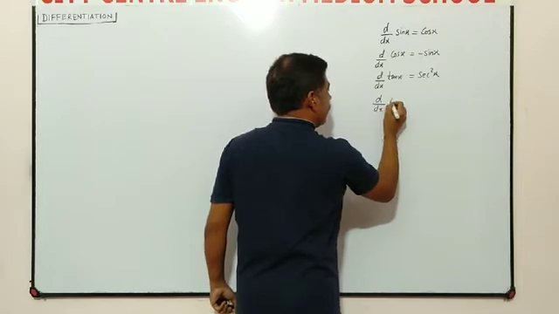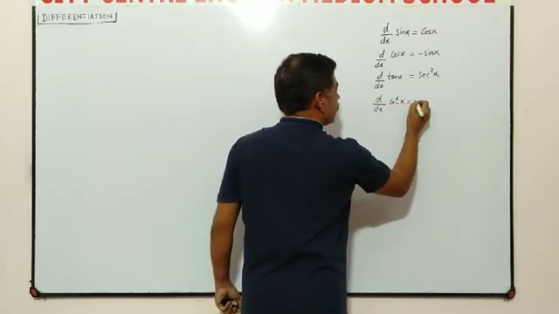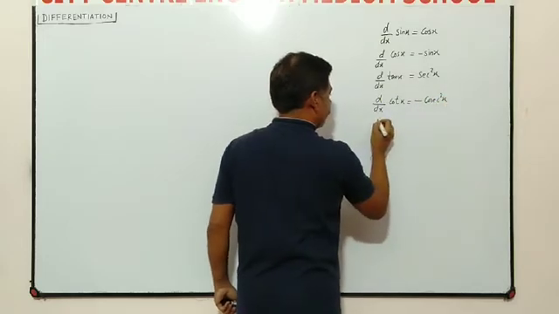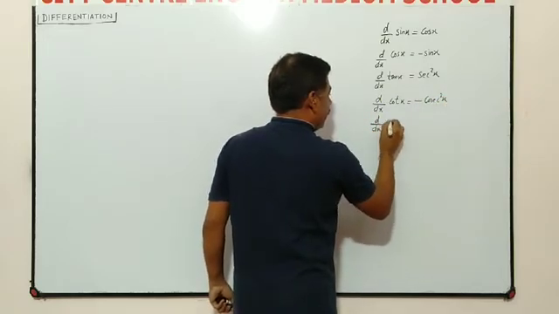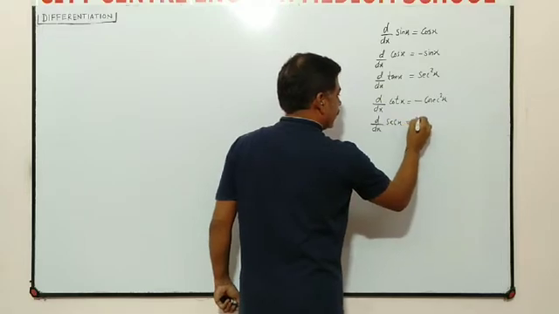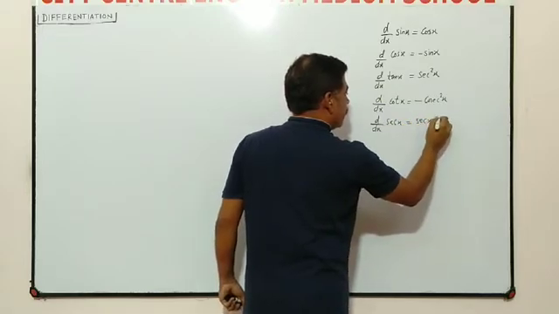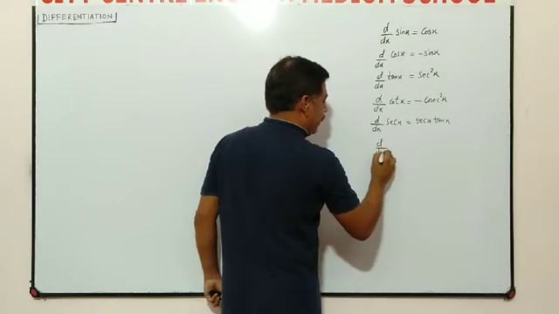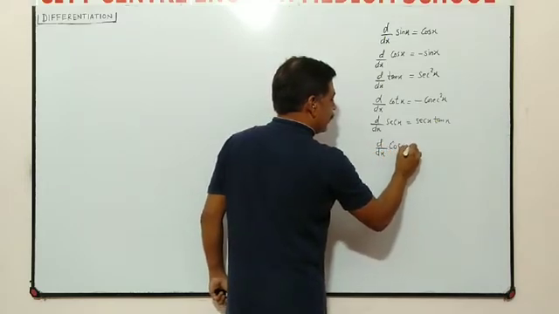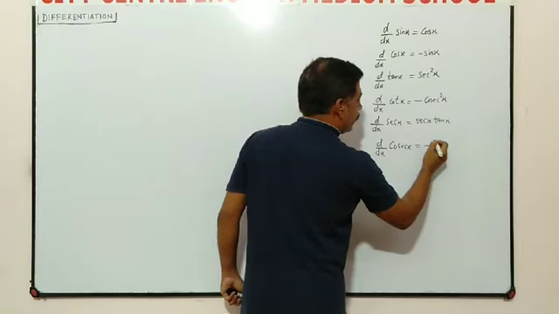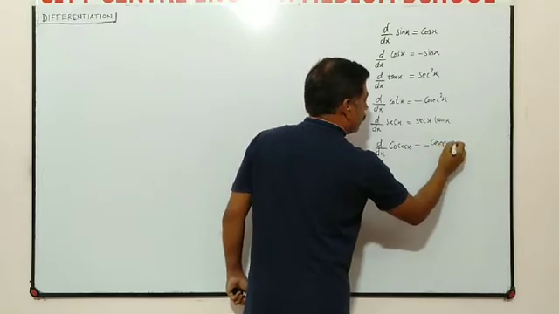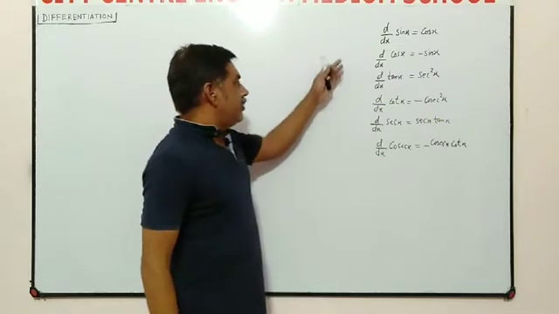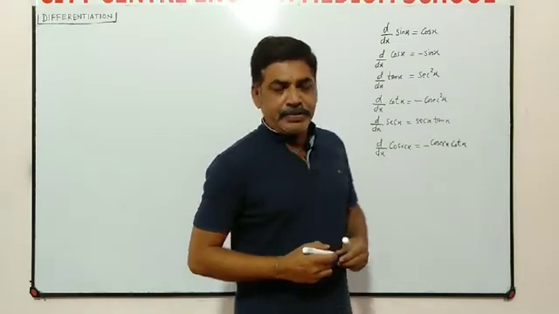d by dx cot x is equal to minus cosec square x. d by dx sec x is equal to sec x into tan x. d by dx cosec x is equal to minus cosec x cot x. Okay, so there are 6 trigonometric ratios.